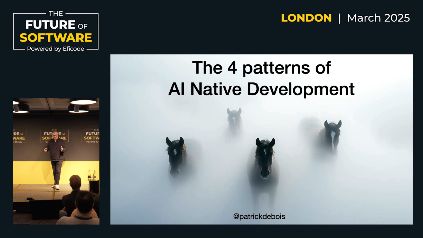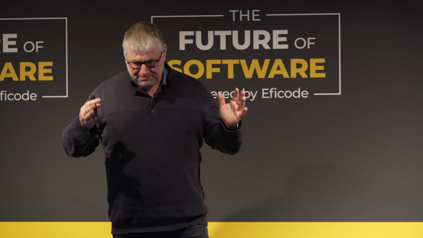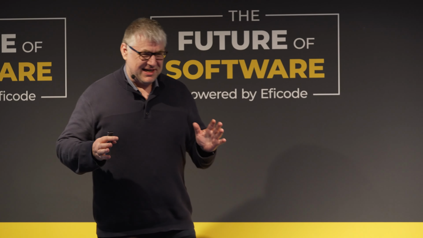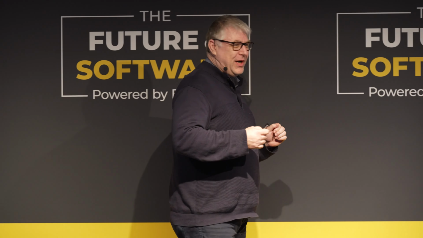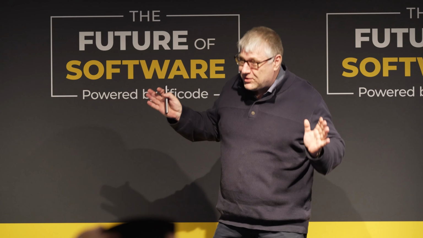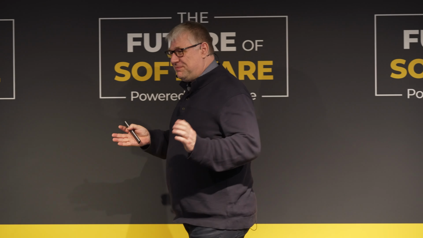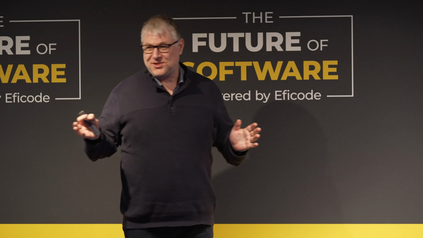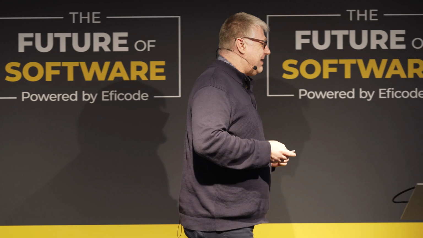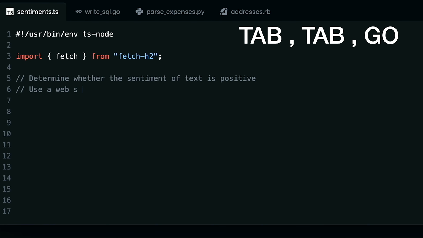Why the horses? Well, the mist is there. We don't know yet what AI is going to give us. That's one way of looking at it. The other way, it could be the four horses of the apocalypse. So that could be as well. Also horses, because unicorns don't exist, and we're trying to make everything work right now. All right, let's kick it off.